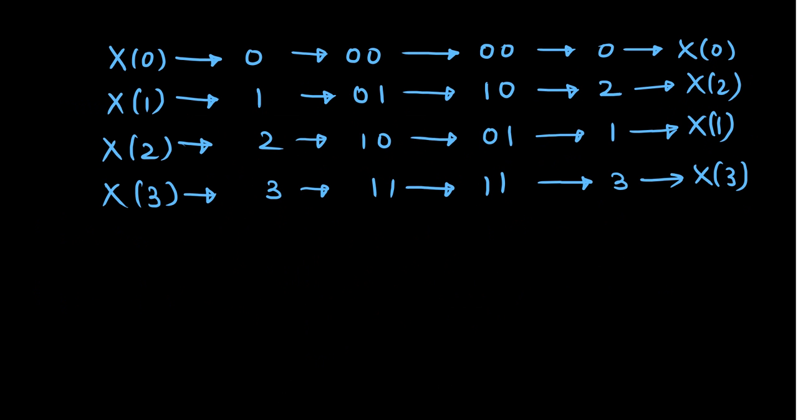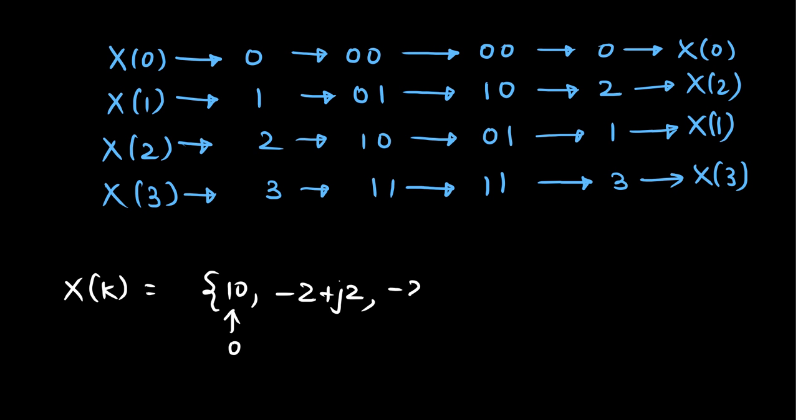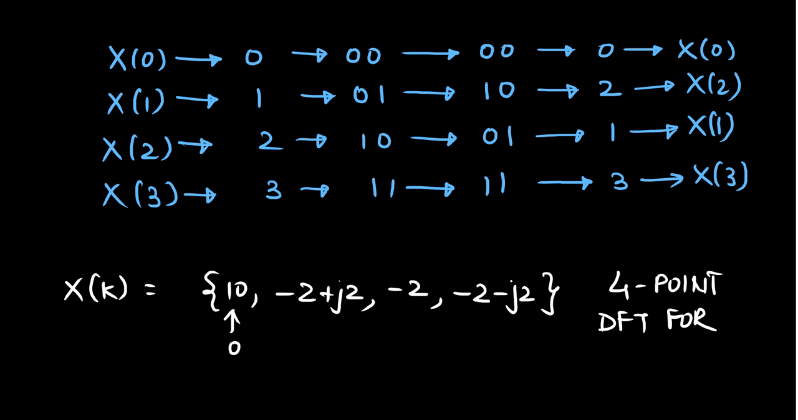So the final sequence or the DFT that we have obtained is x of k is equal to 10, which is located at k equal to 0. Then we have minus 2 plus j2, then we have minus 2, and then we have minus 2 minus j2, and this is the 4-point DFT for given x of n.